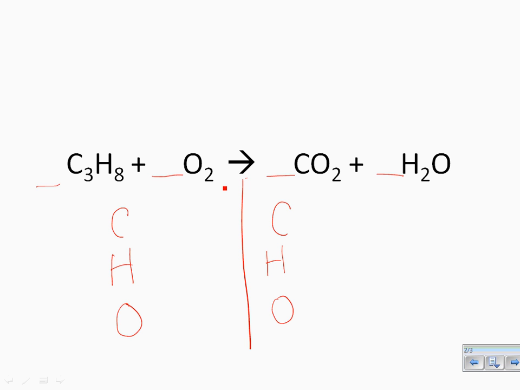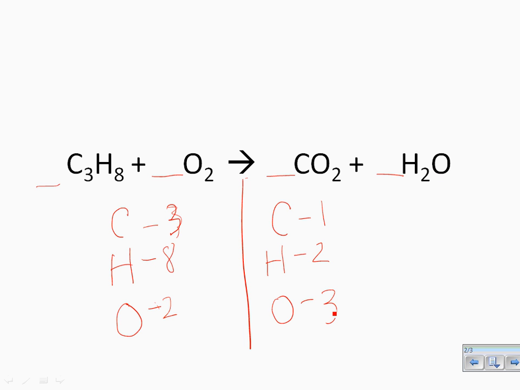Now in this equation, we have 3 carbon, 8 hydrogen, and 2 oxygen. On this side we have 1 carbon, 2 hydrogen, and with oxygen, be careful, we've got 2 here and 1 here, so we have 3 on this side.